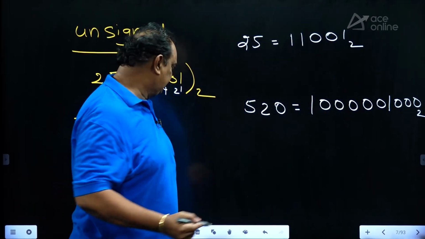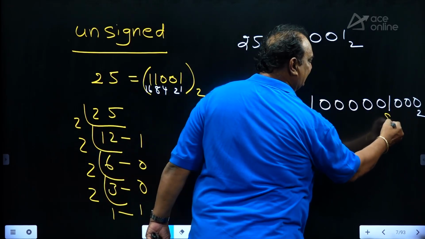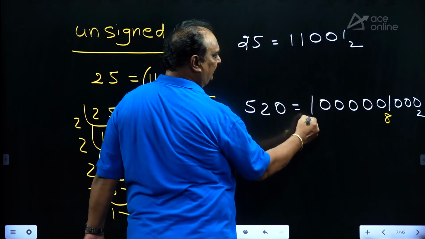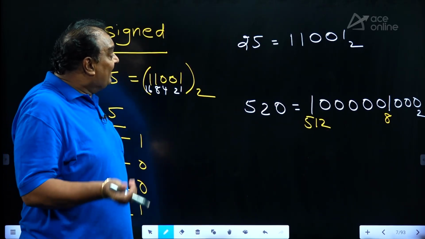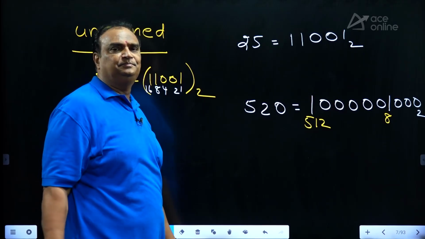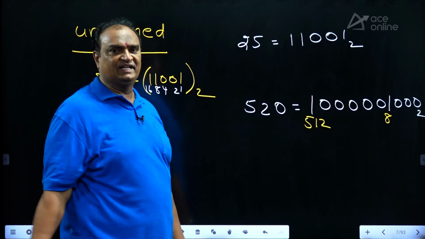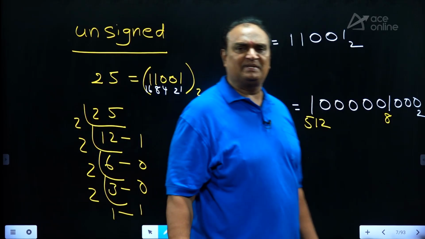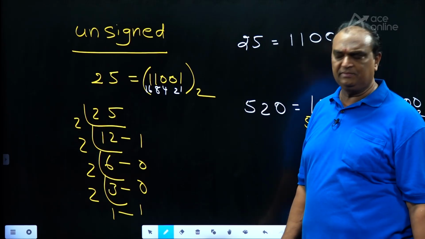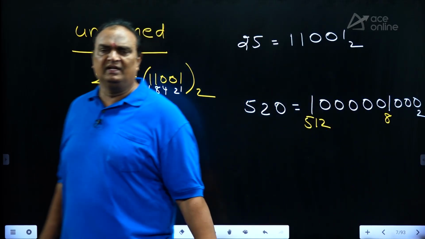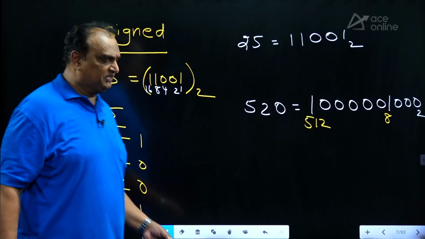If you have any doubt in this answer, our shortcut is there. 1, 2, 4, 8, 16, 32, 64, 128, 256, 512. Value is nothing but 520. Okay. When it is given in signed format, question is given and it is mentioned as signed, type of representation is not given. Signed data can be expressed in 3 formats: signed magnitude notation, signed 1's complement notation, and signed 2's complement notation. Here, when the type of representation is not mentioned, it is nothing but signed 2's complement notation.